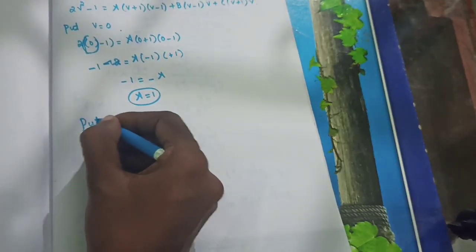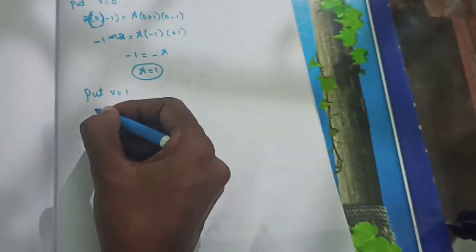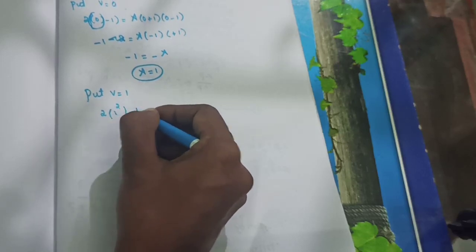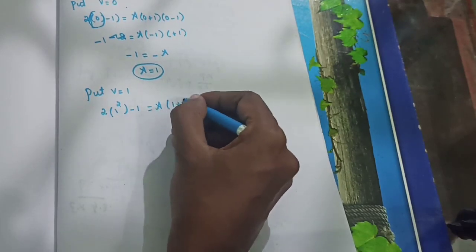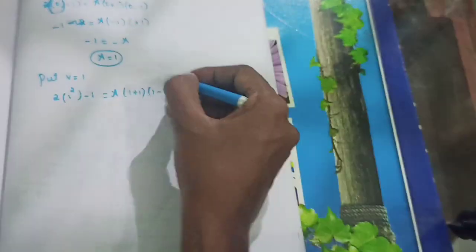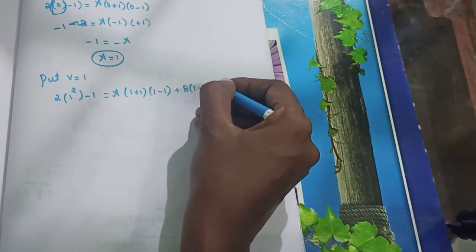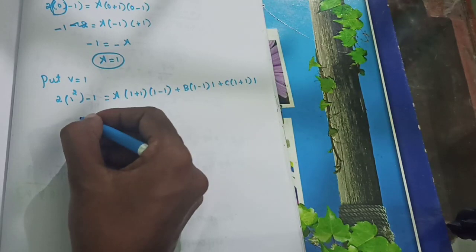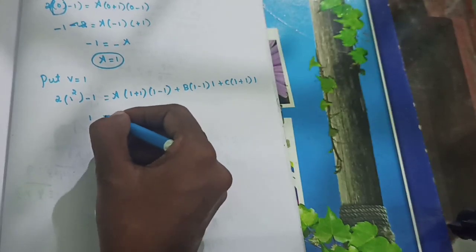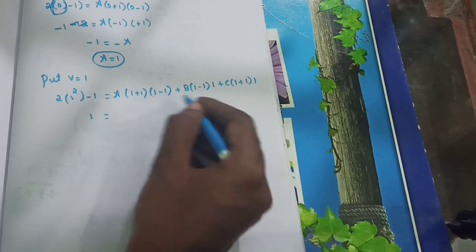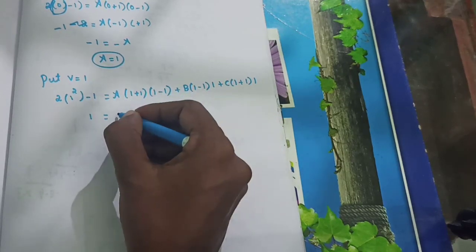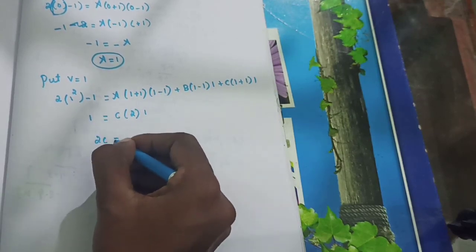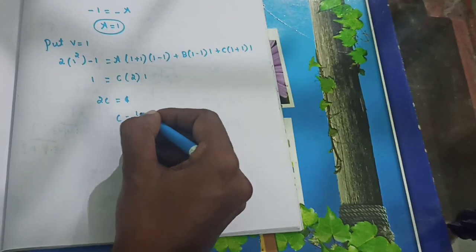Next, put v equal to 1. In the place of v, substitute 1, as you have already learned in more problems. 2 into 1 square minus 1 is equal to A into (1 plus 1)(1 minus 1), then plus B into (1 minus 1) into 1, plus C into (1 plus 1) into 1. So 2 into 1 is 2, minus 1, that is 1, equal to A into 0, B also 0, C you will get. So C is 2 into 1, so 2C equal to 1. So what's the C value? C equal to 1 by 2.